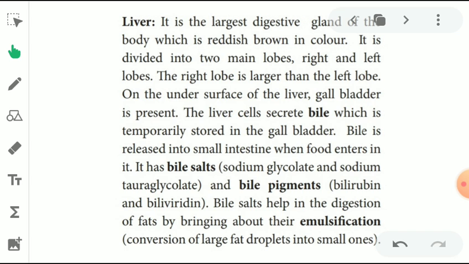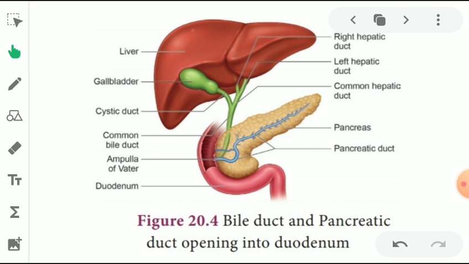Next part, liver. Liver is the largest digestive gland of the body, reddish brown in color. It is divided into two main lobes, right and left lobe. This is the liver, two lobes. The right lobe is larger than the left lobe. Here the gallbladder is present, this green colored gallbladder.